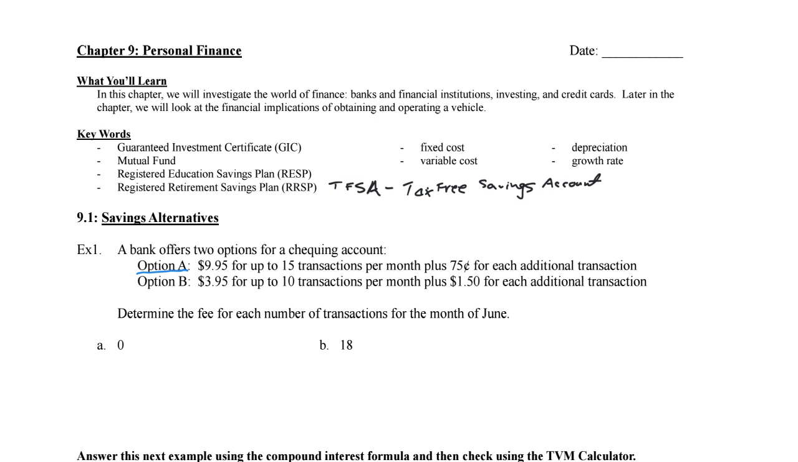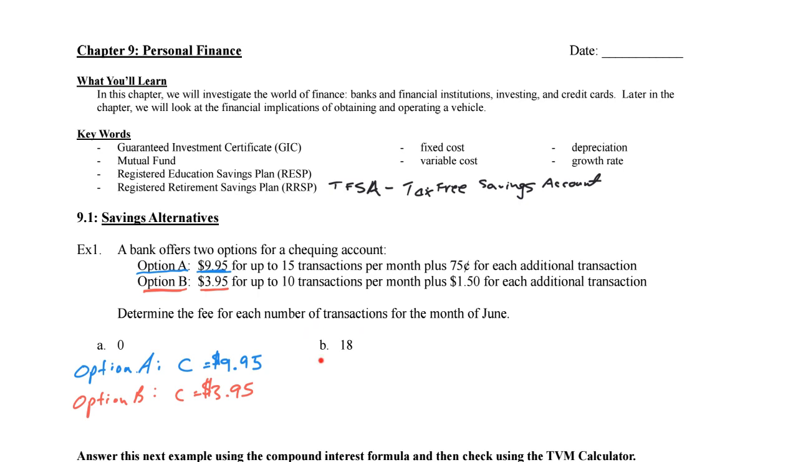All right, suppose that there were 0 transactions. Let's see what we would have for option A. In this case, for option A, we always have to pay $9.95 to start out. And since we have 0 transactions, that is the total amount of money that we're going to pay for option A. For option B, it costs $3.95. And remember, it's $3.95 because we haven't done any transactions over that month.